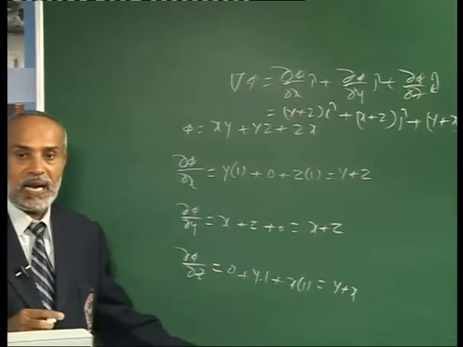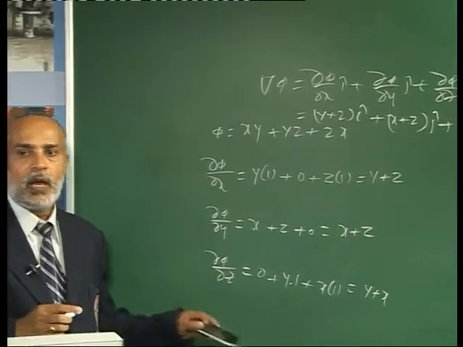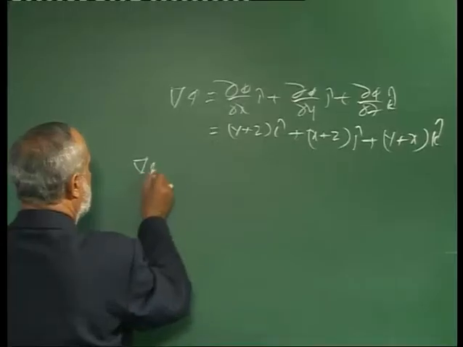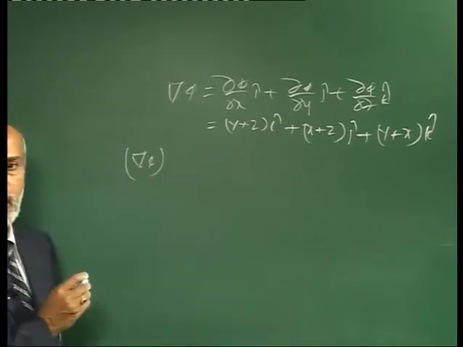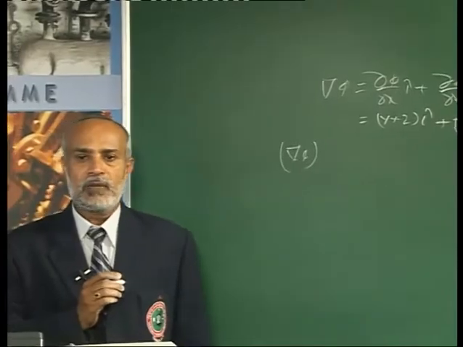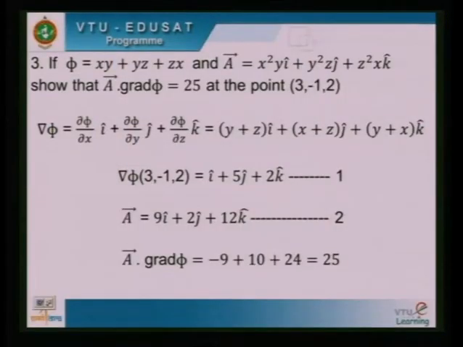Then what are the given conditions? At the point 3 comma minus 1 comma 2. Now, after getting gradient of phi, you have to substitute the values. At the point 3 comma minus 1 comma 2 means put x equal to 3, y equal to minus 1 and z equal to 2. Gradient of phi at 3 comma minus 1 comma 2, you get the result i cap plus 5 j cap plus 2 k cap.